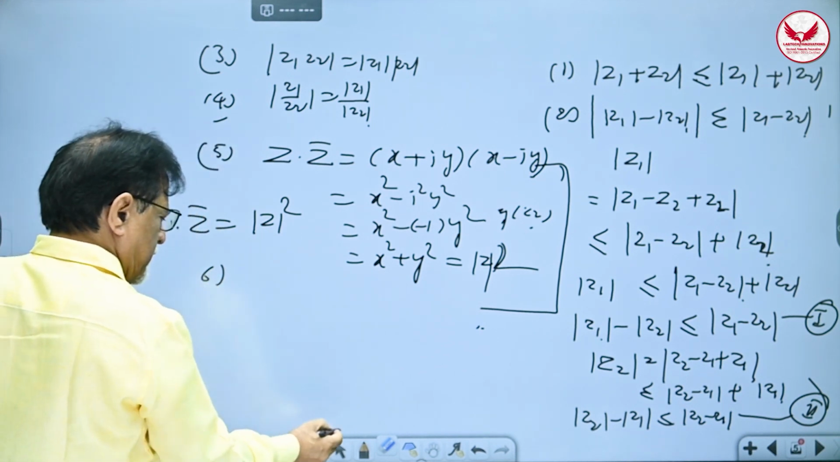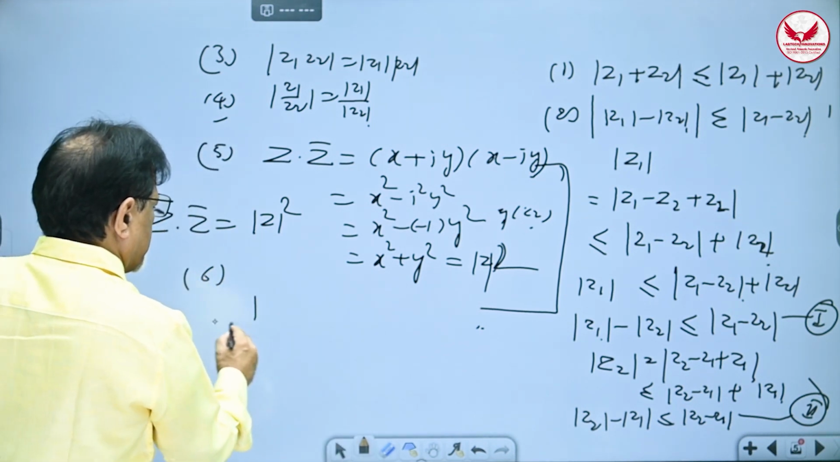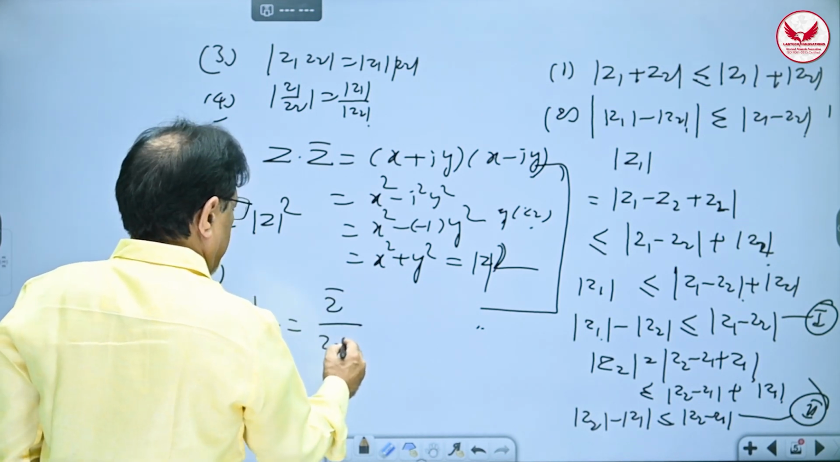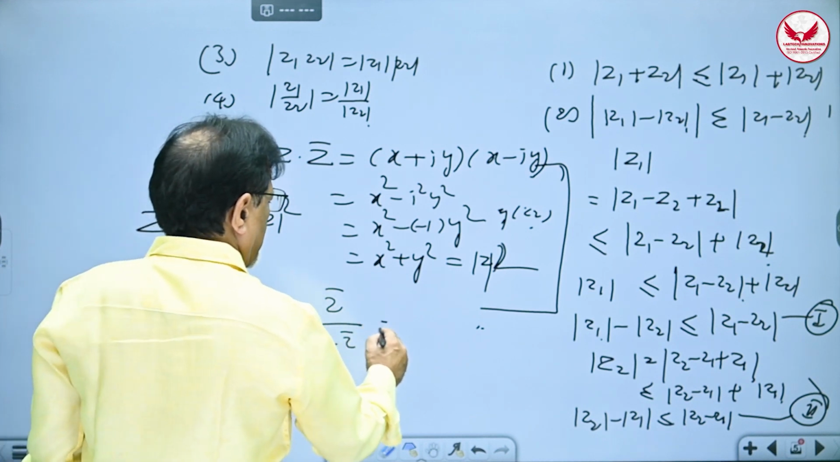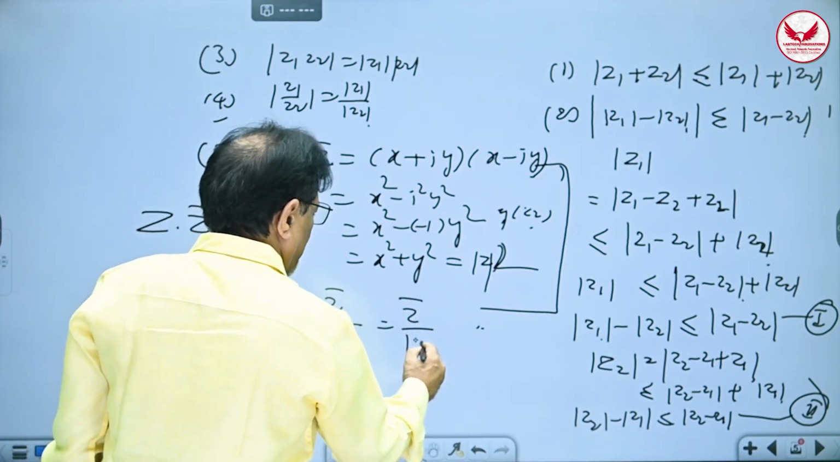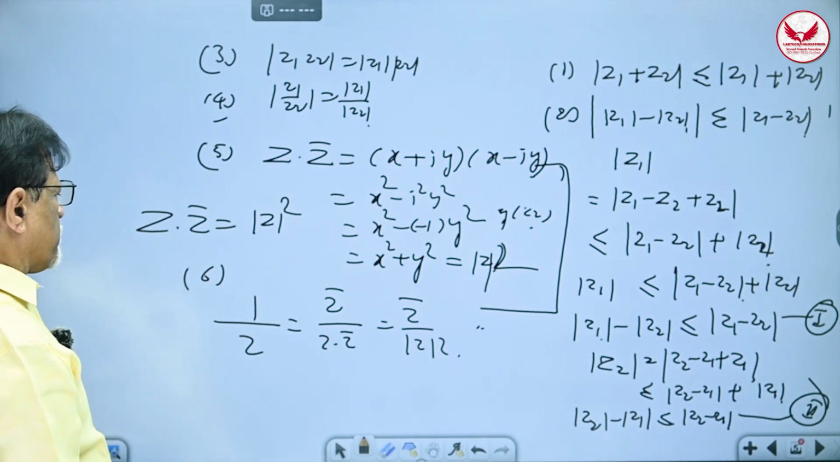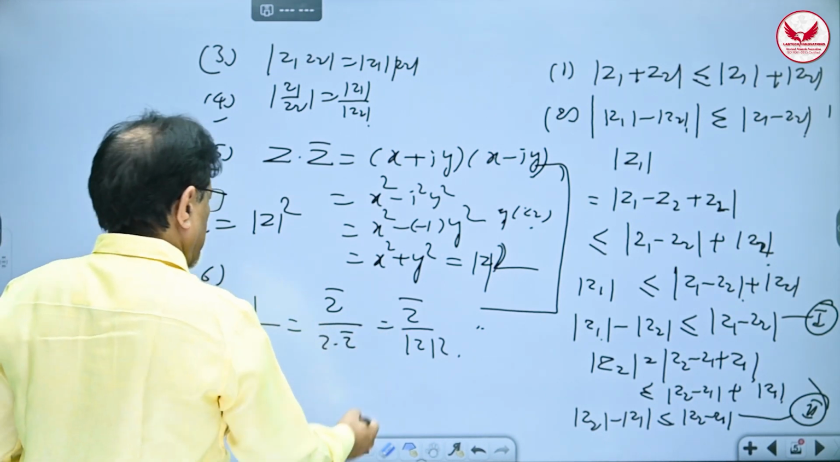What is the sixth property? That 1 upon z, look at it, 1 upon z is z bar upon z into z bar. So it will be what? z bar upon mod z square. Very interesting and very important property. 1 upon z is z bar upon mod z square.